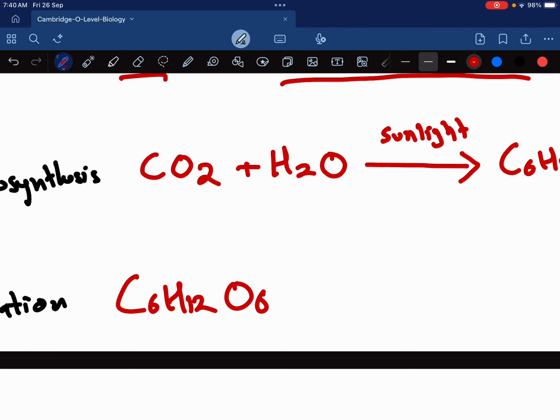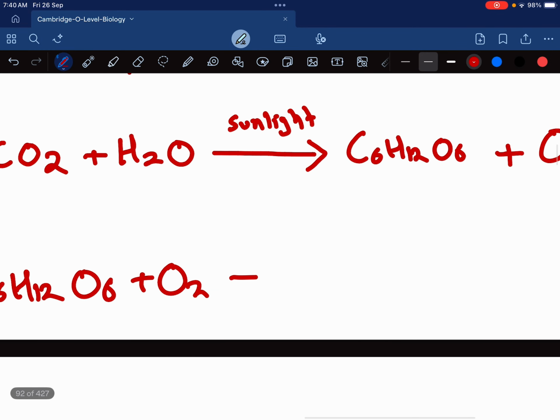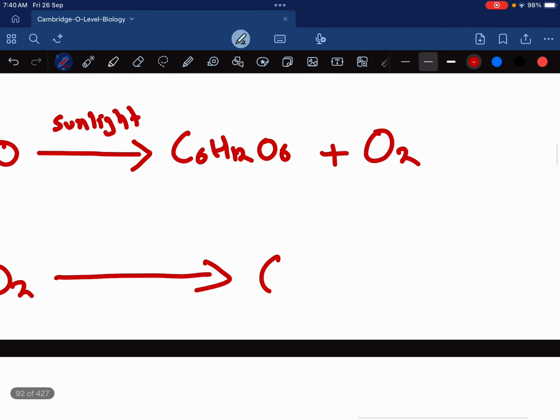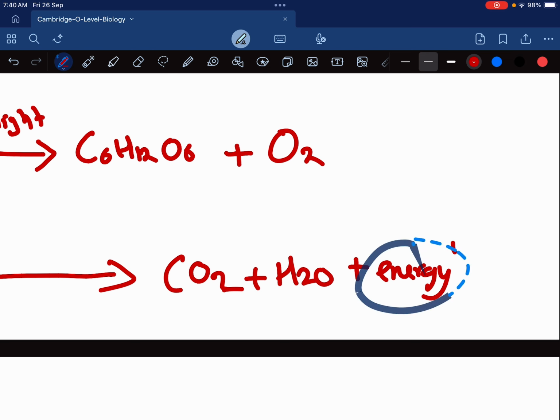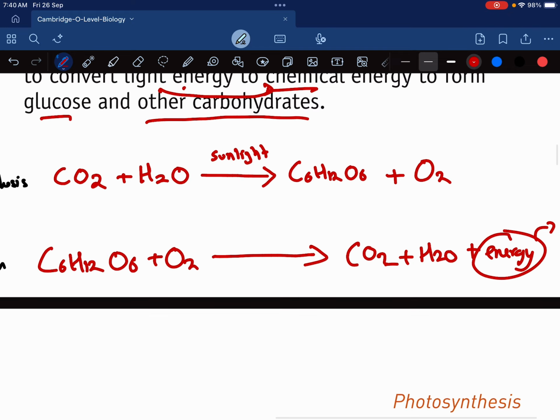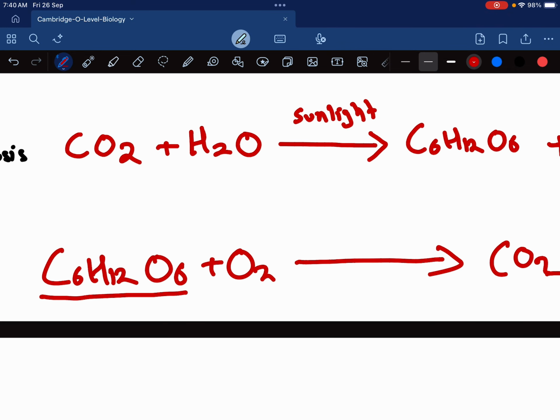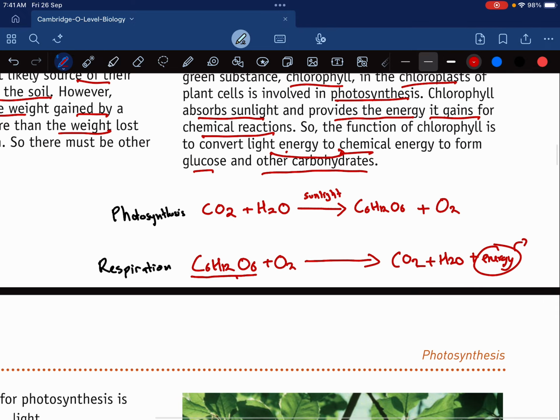So what happens there is C6H12O6, which is our glucose molecule, plus oxygen gives us carbon dioxide plus water plus energy. This energy is used up in different chemical reactions, in different enzymatic reactions, where enzymes are used for different functions of the body, right? So this is our carbohydrate source, which is used to produce the actual energy that we need.